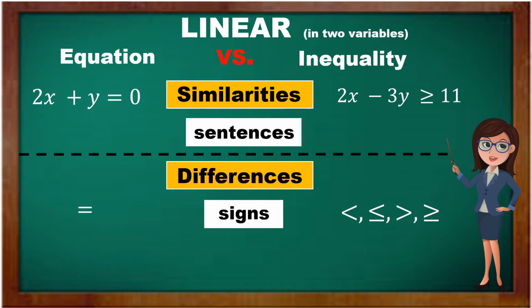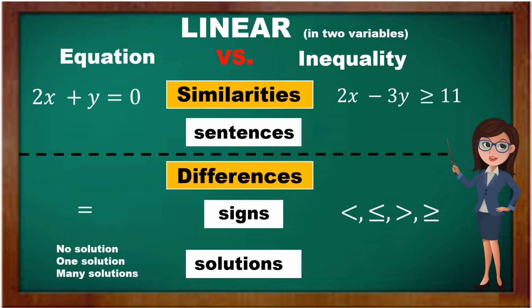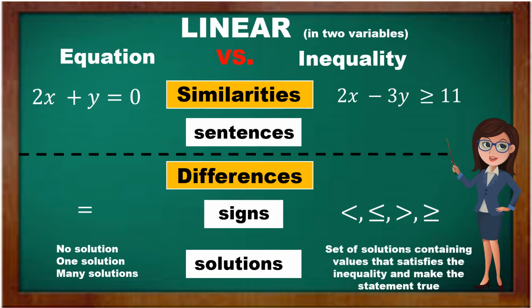Another difference is their solutions. In a linear equation, it could be that there is no solution, or one solution, or it could also be that it has many solutions. But for a linear inequality, our solution is the set of solutions containing values that satisfy the inequality and make the statement true.